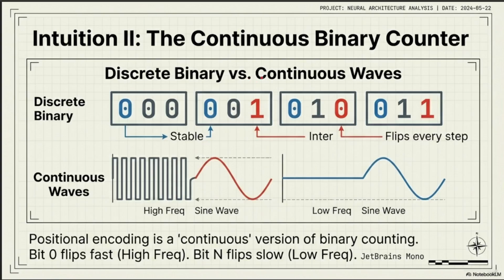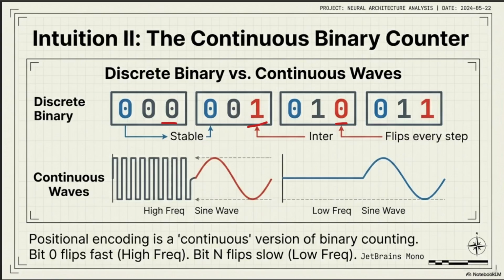This is an analogy with binary code. Look at the top row. When we count in binary, 0, 0, 0, 1, 1, 0, etc., the last bit flips constantly, so from 0, 1, 0, 1. The next bit flips slower, so 0, 0, 1, 1. Positional encoding is just a continuous version of this binary counter.